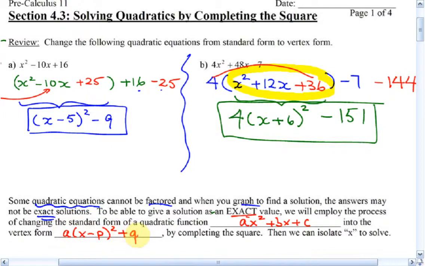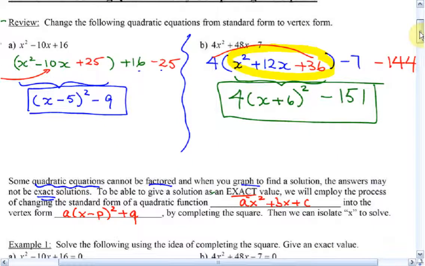Okay, all that stuff from chapter 3 is going to come back now. And remember once again how we did that? We employed this method called completing the square. The only new thing that we're going to do is when we're solving, we're going to isolate x to solve. So this is the only new part that we will actually do today in chapter 4.